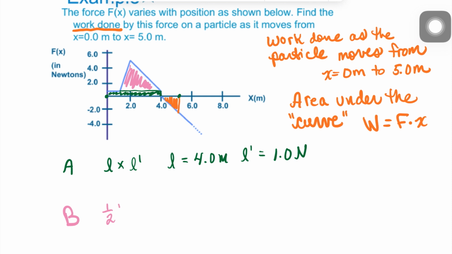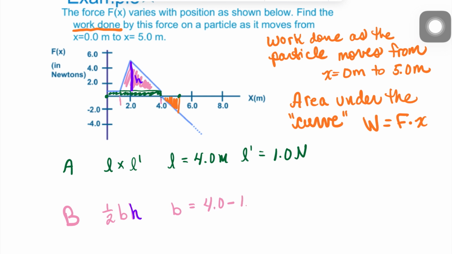B is a triangle, and the formula for the area of a triangle is 1/2 base times height. And I'm labeling what the height is on the figure there. So the height is how tall the triangle is. And now looking at that triangle, let's determine what the values are for the base and for the height.